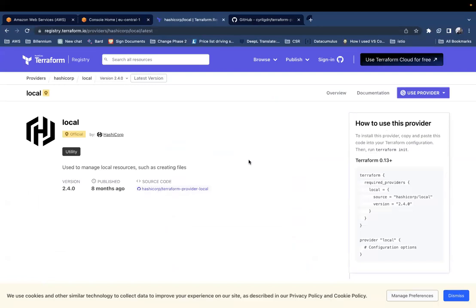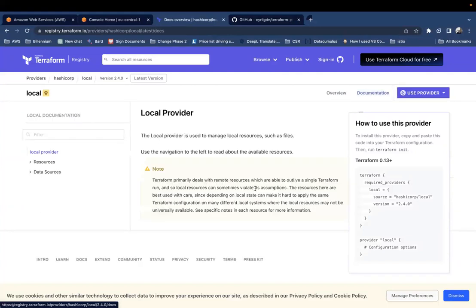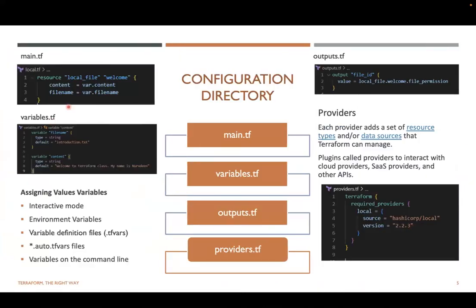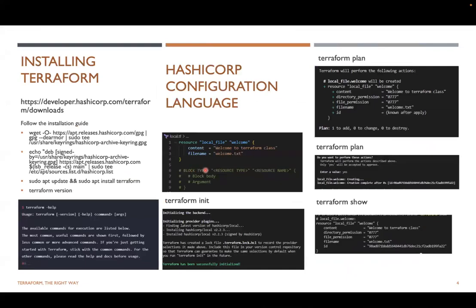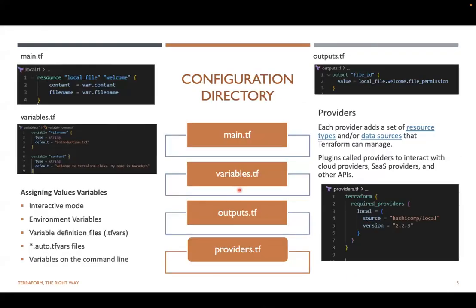Now, you can see the local provider is used for providing what? Local resources such as what? Creating files. Now, the next thing is, okay, I know how to create my provider file. How do I now create a resource? For every provider, there is always documentation that shows you the types of resources that you can provision with that provider. Let's go to documentation. Now, in documentation, remember I told you here that we have different block types. I told you that we have the resource block type, the data block type, the output, and so on.